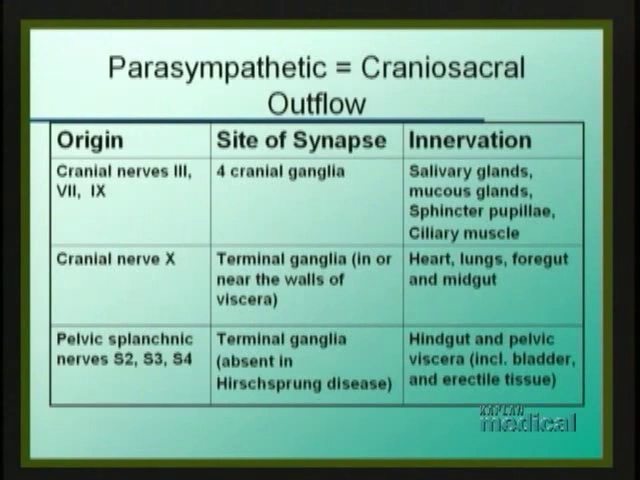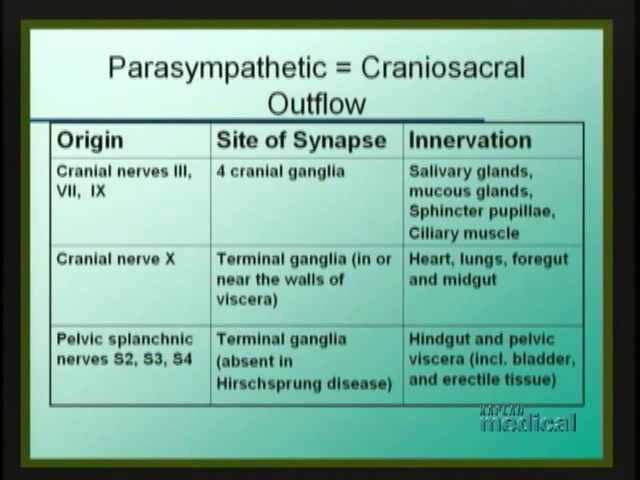Fundamentally, cranial nerves 3, 7, and 9 contain preganglionic parasympathetic axons that are going to synapse in 4 named ganglia situated in various parts of the head. Their job overall, and we'll see this in more detail when we deal with cranial nerves, is to innervate the salivary glands, submandibular, sublingual, and parotid, all of the mucous glands of the oral and nasal cavity, and again, 2 smooth muscles in the orbit, the sphincter pupillae, which constricts the pupil in response to light, and the ciliary muscle.